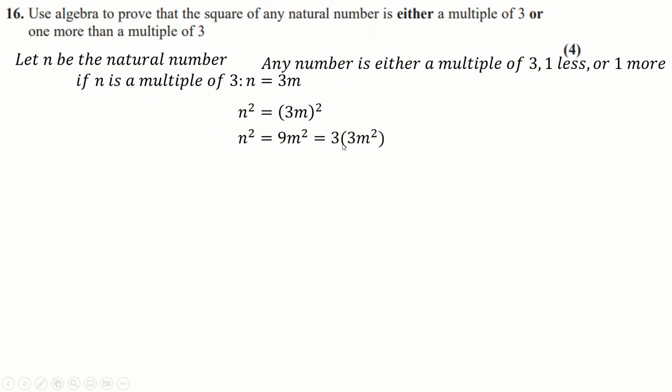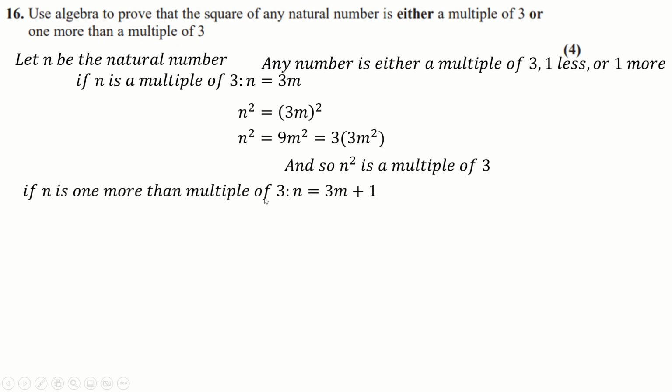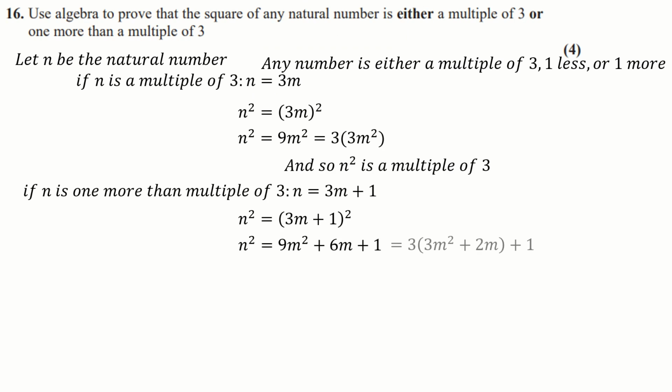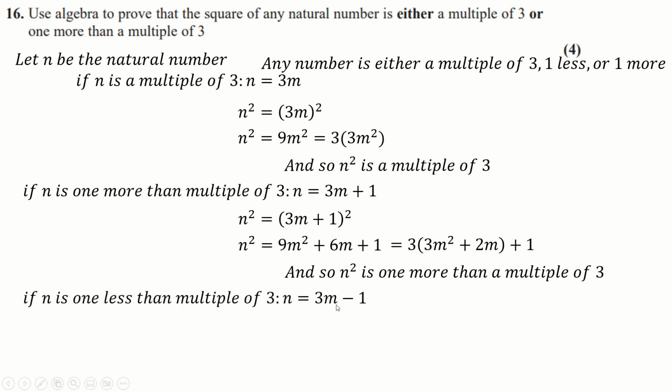So that's good. What if we said n was one more than a multiple of 3? We could write it like this, which we could then square. And we get this, which we could factorize to be this, which is clearly one more than a multiple of 3. So that's this case here. So that's good. And then the one less case, we'll square this. When we square this, this 1 becomes positive, which is the key. That should be a negative. Apologies. That should definitely be a negative.